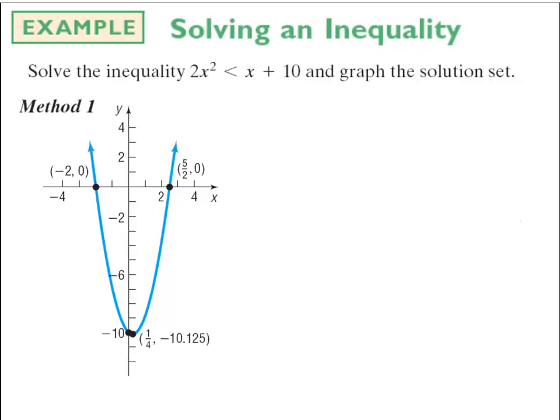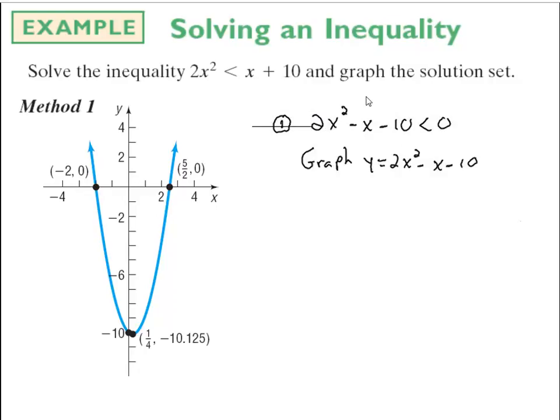So what I'm going to do is I'm going to get 0 on one side of this inequality. Right? So I'm going to write the inequality in this fashion. I'm going to say subtract the x over, subtract the 10 over, and I'm going to have 2x squared minus x minus 10 is less than 0. Okay? So when I do that, to me, the simplest thing to do now is we graph this parabola. So I graph y equals 2x squared minus x minus 10. And if I were to do that, and if I were to find the vertex, here's my vertex, and if I were to find the x-intercepts, then I would be able to plot those points of interest.